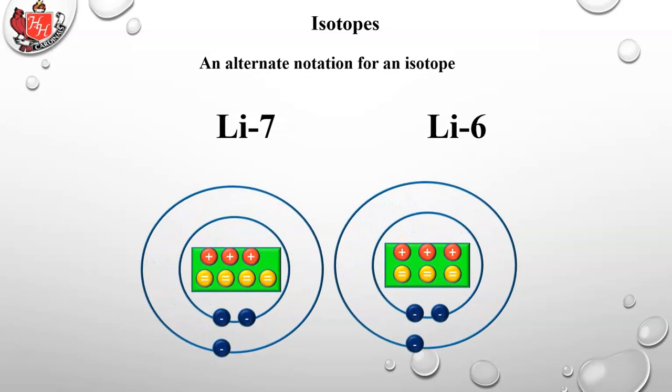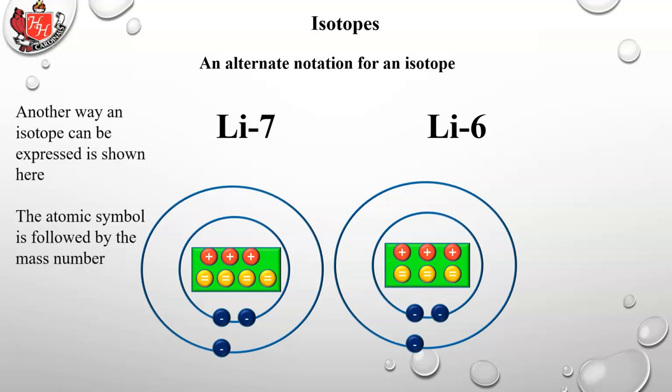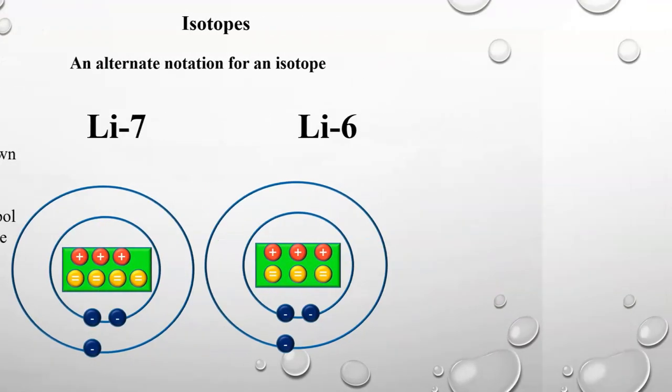An alternate notation for an isotope is, as you saw, lithium-7. They assume that you know lithium must have 3 protons, so they just give you the mass number there. Lithium-7, total of 7 protons and neutrons, and the one on the right is a total of 6 protons and neutrons. Another way an isotope can be expressed is shown here. The atomic symbol is followed by the mass number.